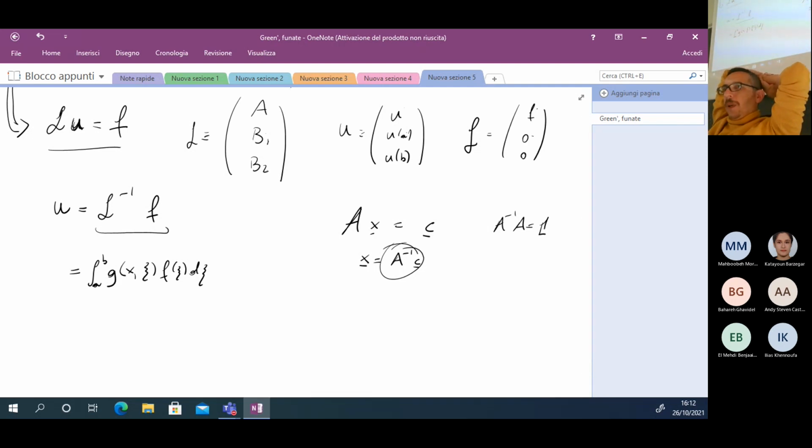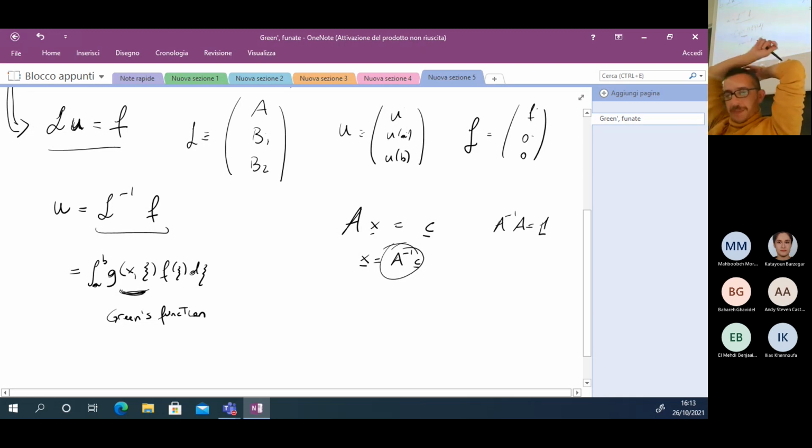Now, if this object exists, this function here is what would be called the Green's function associated with the operator L.